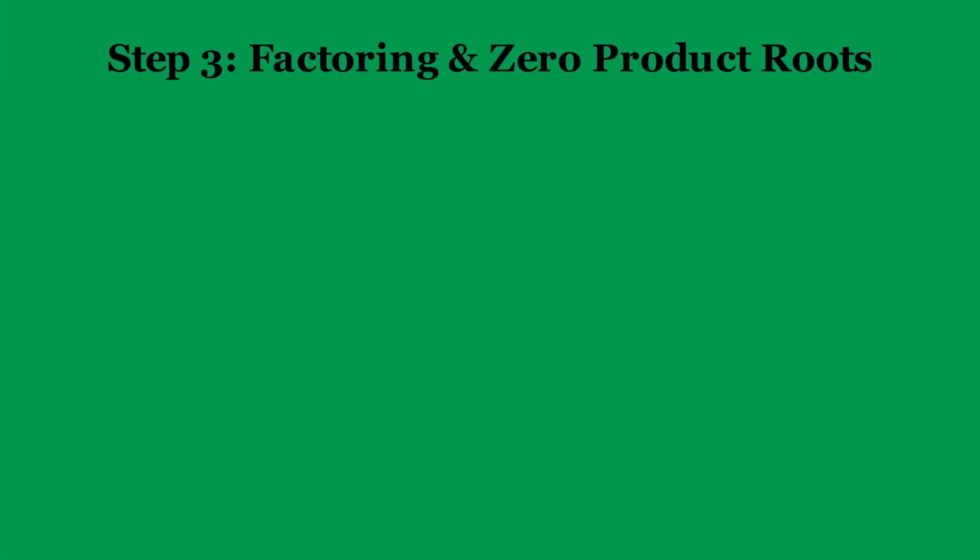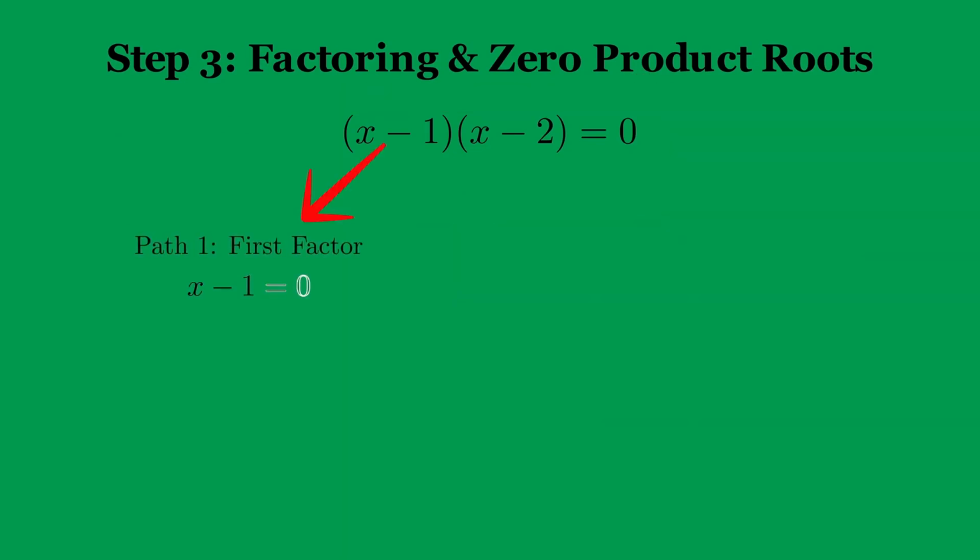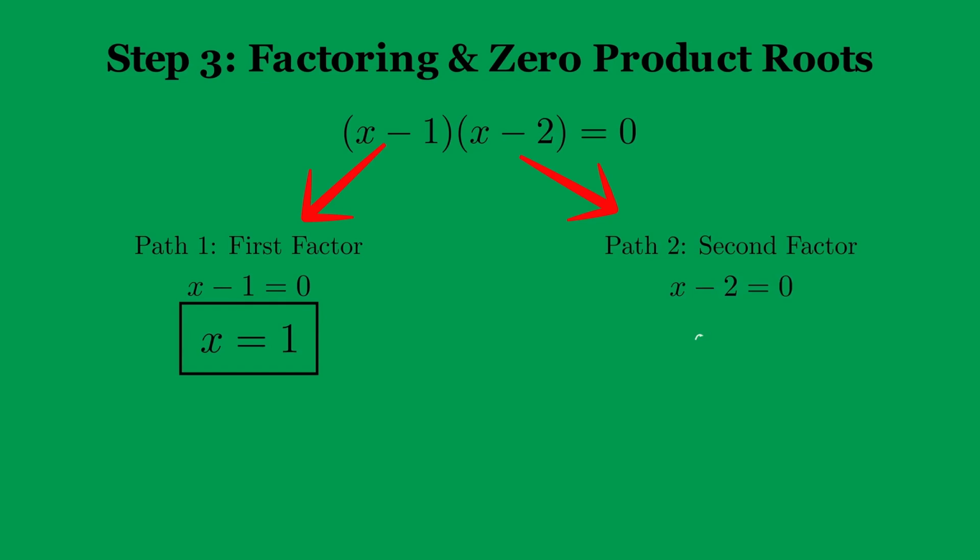Step 3. Factor the quadratic expression. We get (x minus 1) multiplied by (x minus 2) equals 0. Using the zero product property, each factor must equal 0. From the first factor, x minus 1 equals 0. Therefore, x equals 1. From the second factor, x minus 2 equals 0. Therefore, x equals 2. So the two solutions are x equals 1 and x equals 2.